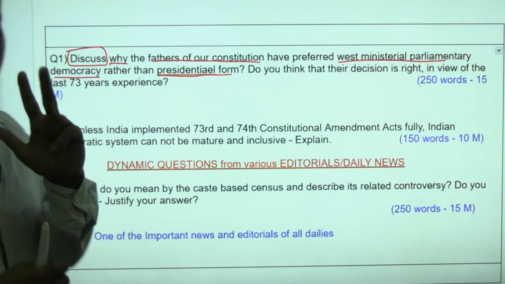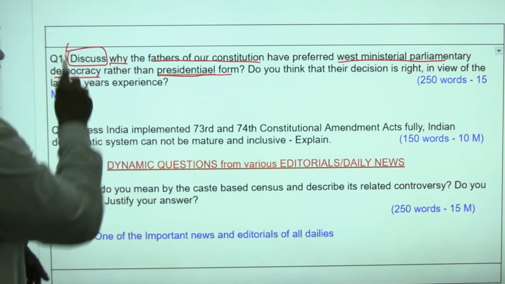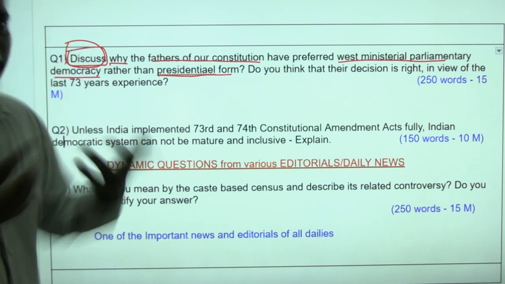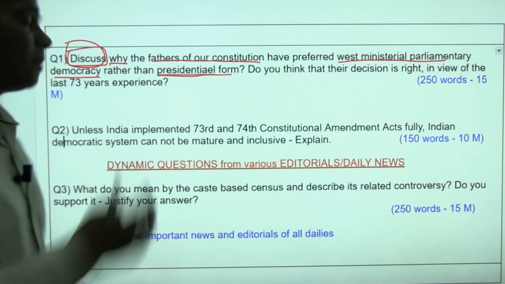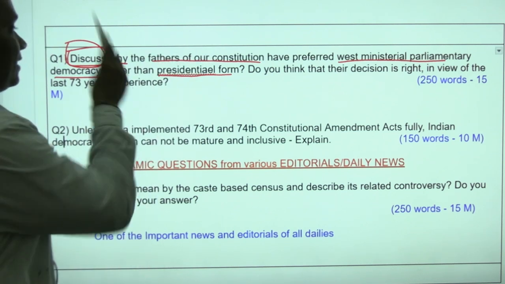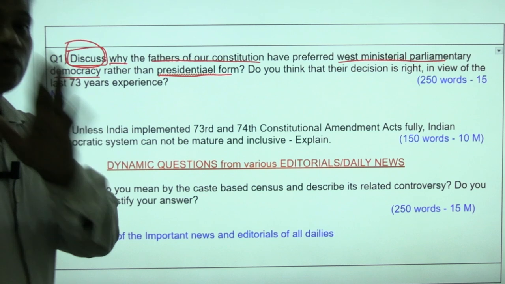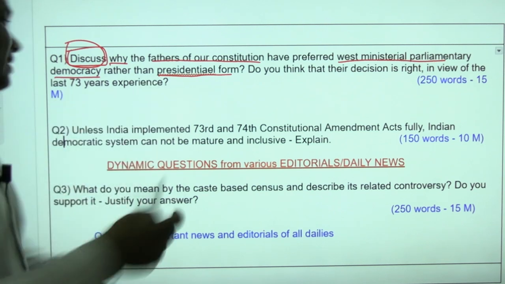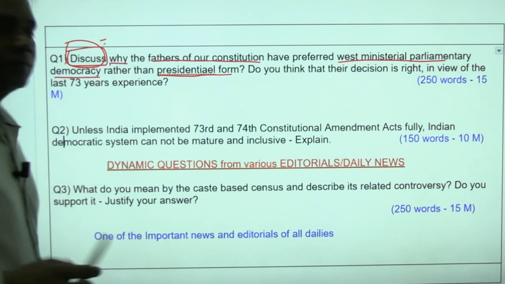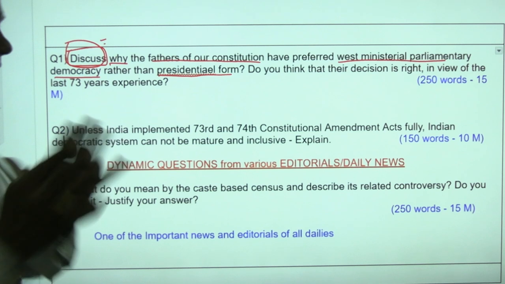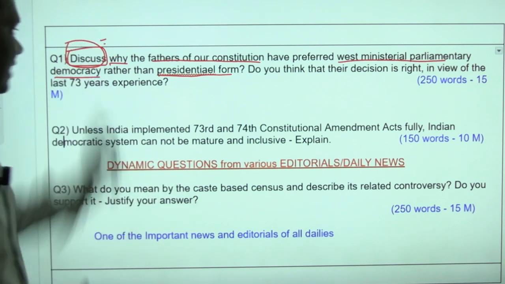Not explain, discuss. Here the task word is different, that is discuss. It may be explanation, explain, but discuss is more fitting. That is why you should always be painstaking while recognizing the task word. UPSC is always careful, and sensitively it gives the word discuss.